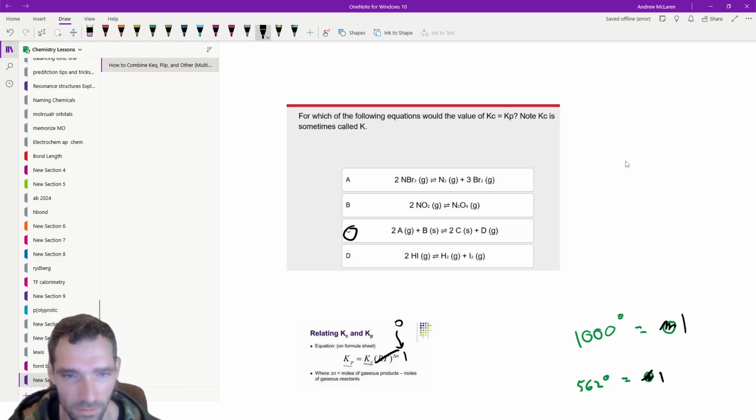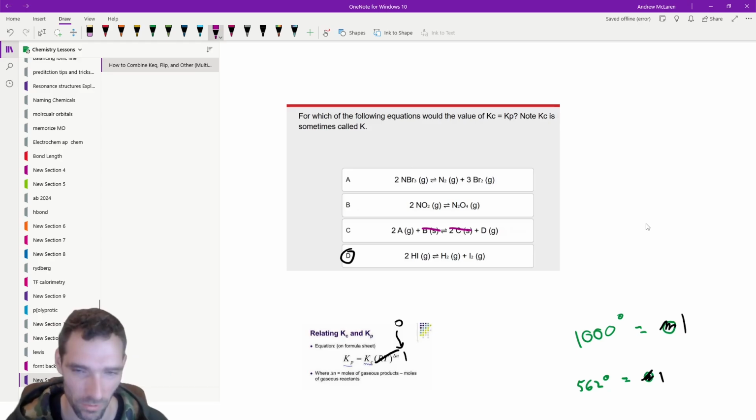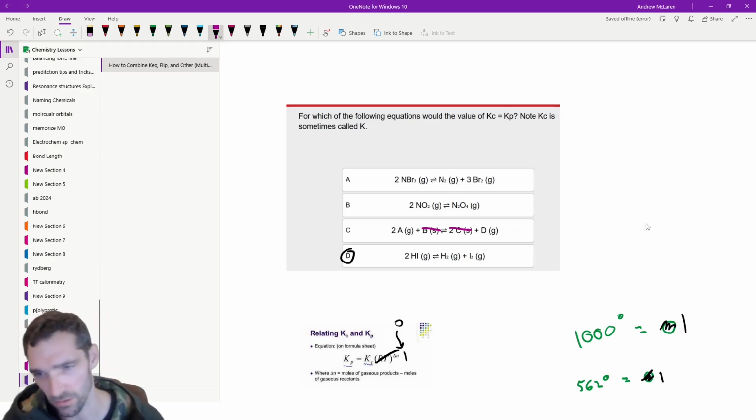Actually, no, it's just D, because we're really just talking about gases. The solids do not get included here, so we're having a 2 to 1 ratio for C, where we've got 1 mole of gas in the product and 2 in the reactant. So D is the only answer that is going to work here.